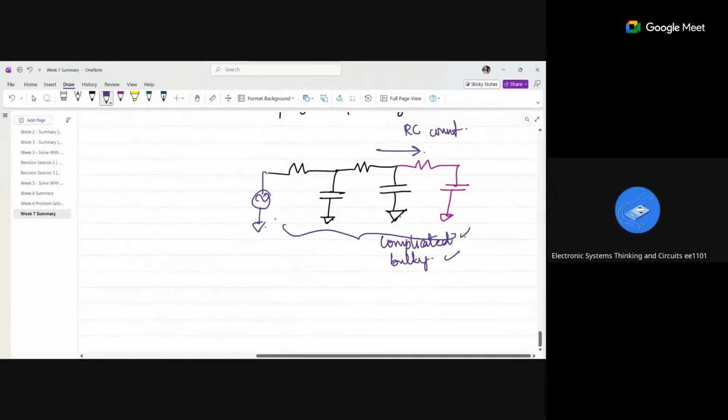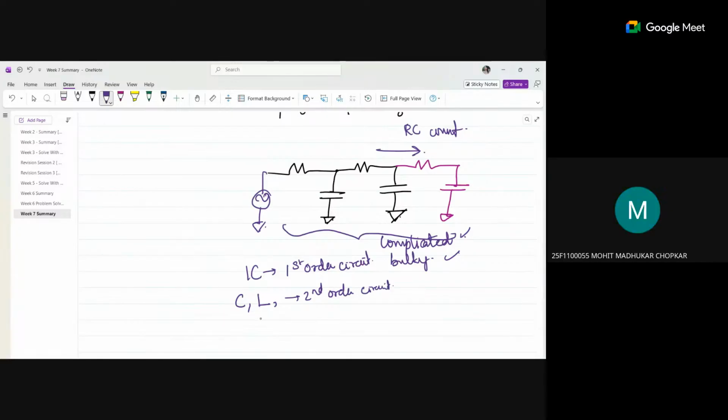Okay, basically, see, if there is one capacitor in a circuit, then it is a first order circuit. If there is one capacitor and one inductor, then it is a second order circuit. So basically, if you write the equation of this in time domain, you will be having Vin of t is equal to VR of t plus VC of t. VR of t is nothing but IR.